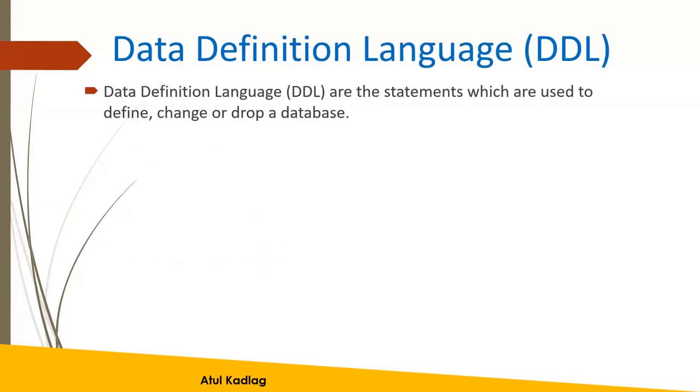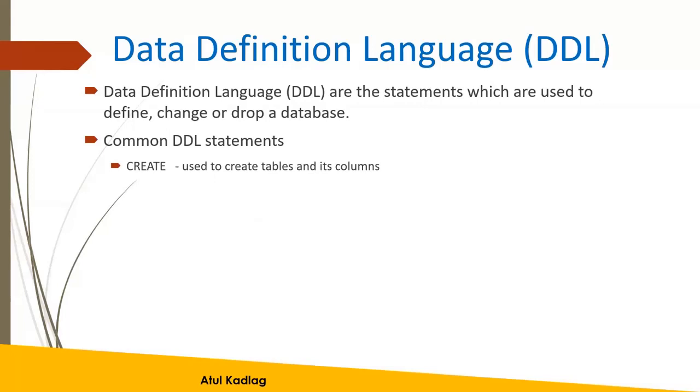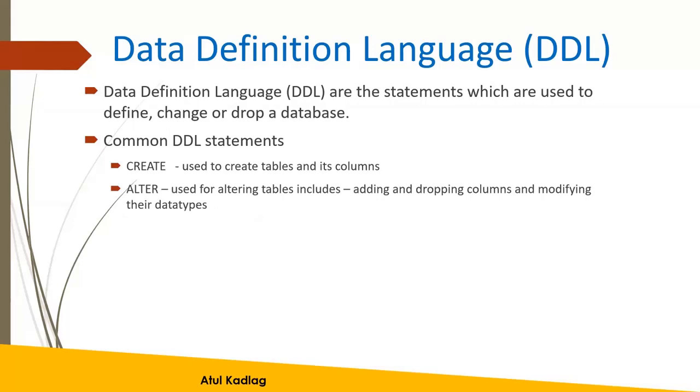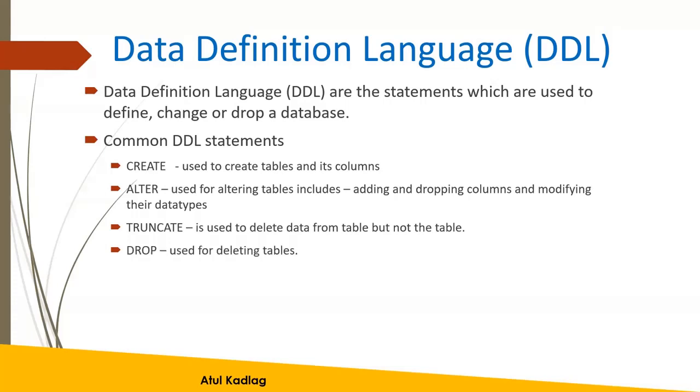When it comes to data definition language, these are the statements which are used to define, change, or drop a database. That means whenever we have a database created, we do need to create some tables, and for this there are some common DDL statements which are used to create tables and their columns. Then second is alter, used for altering tables, including adding and dropping columns and modifying their data types. There is another, truncate as well, which is used to delete the data from the table but not the entire table. Drop is used for deleting the table directly.